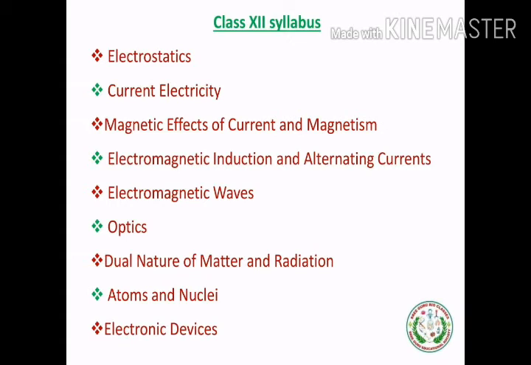Come to the class 12th syllabus. Electrostatics, current electricity, magnetic effects of current and magnetism, electromagnetic induction and alternating currents, electromagnetic waves, optics, dual nature of matter and radiation, atoms and nuclei, and electronic devices are included in this class 12th syllabus.